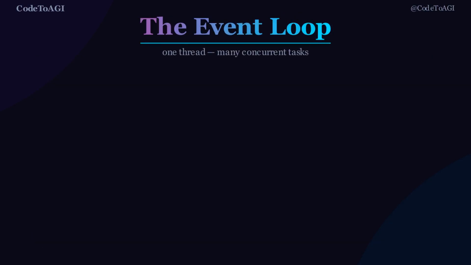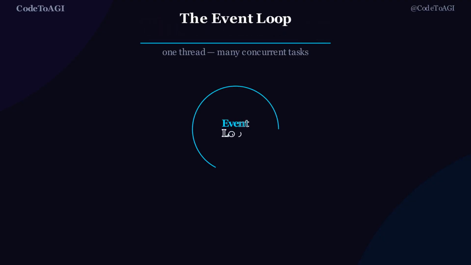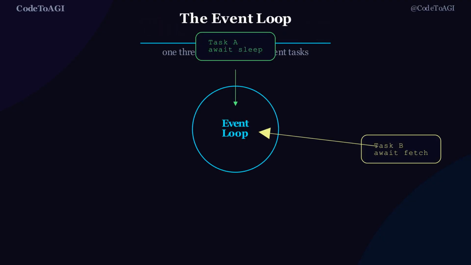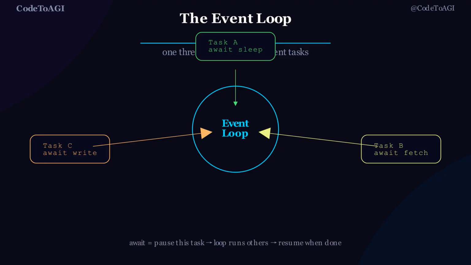The event loop is the heart of async Python. Think of it as a task manager that never sleeps. You give it coroutines. It schedules them. When a coroutine hits an await, an I/O operation, a sleep, a network call, the event loop pauses that coroutine and runs a different one. When the I/O finishes, the event loop resumes the paused coroutine from exactly where it left off.